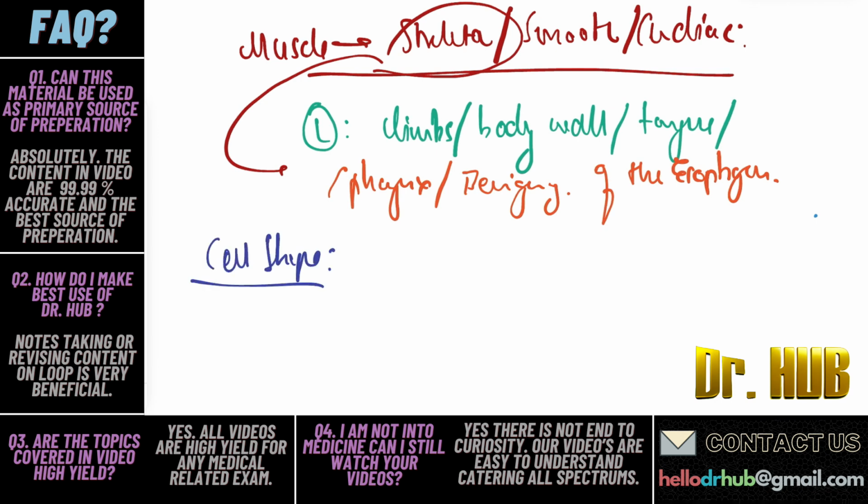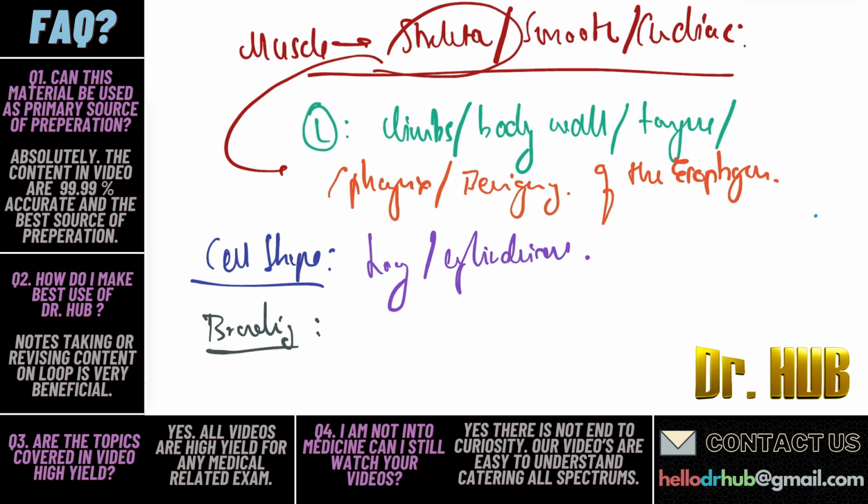In terms of the cell shape, it is going to be long and cylindrical. And how is the branching? The branching of the skeletal muscle, the fibers remain unbranched.